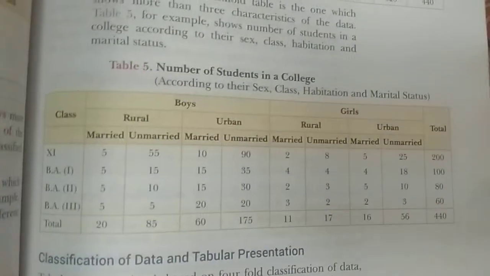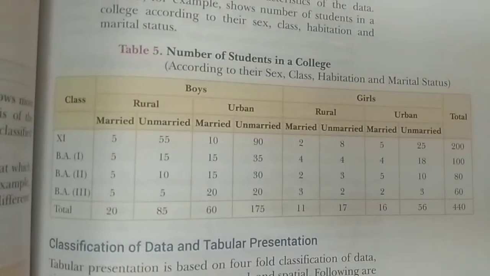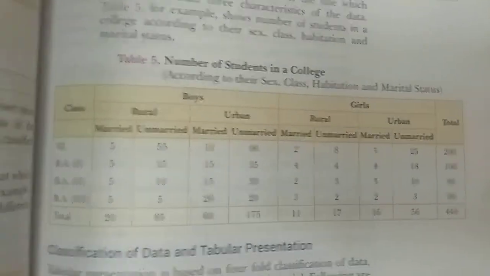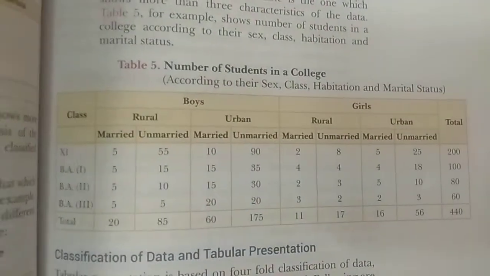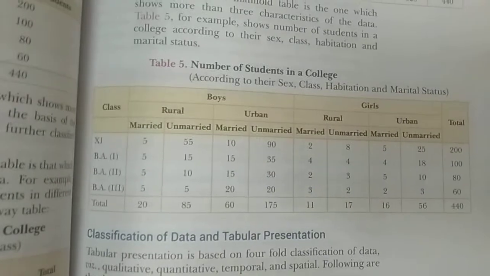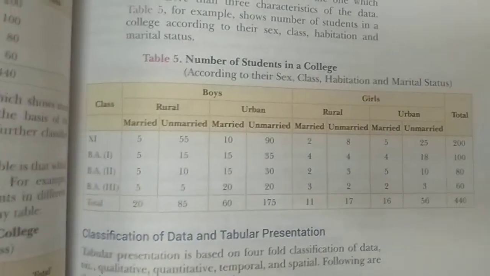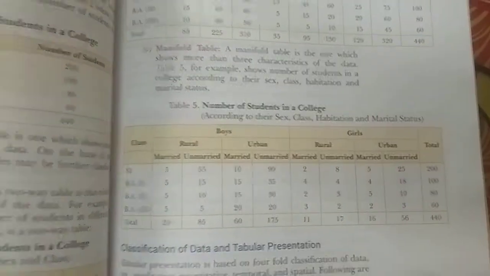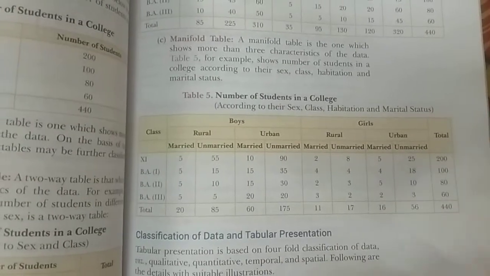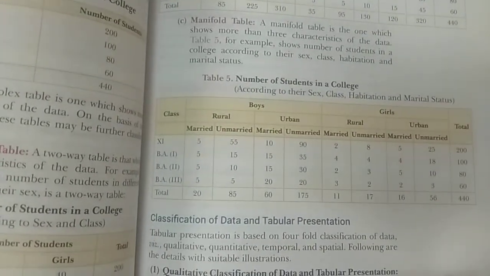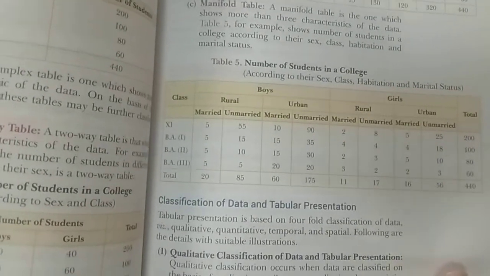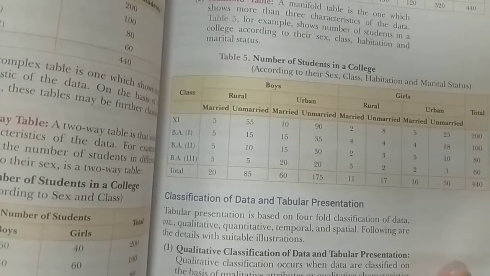The last one is the manifold table. When we classify the data on the basis of more than three characteristics, that is called the manifold table. So these are the various ways in which we can represent the data. It is a very important chapter. It tells us how you can present the data in tabular form, so that the reader can easily retrieve whatever information is needed.